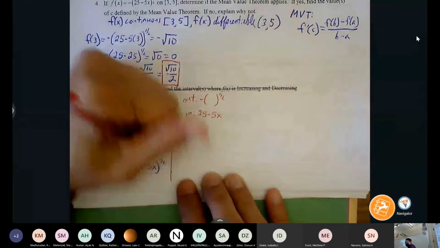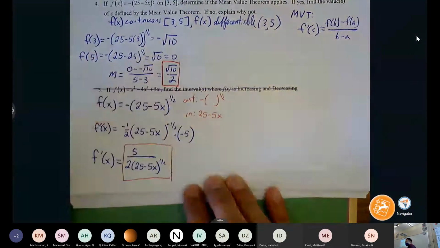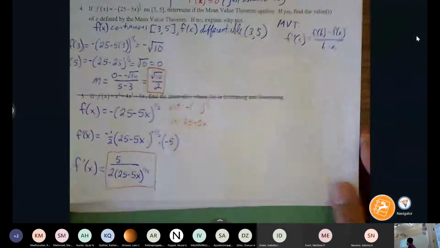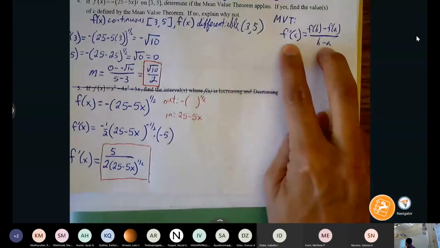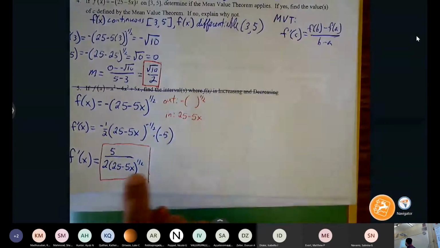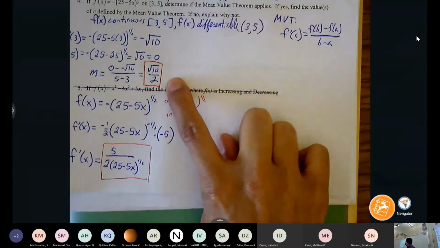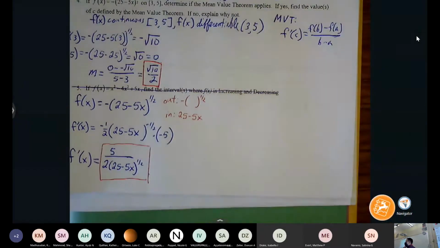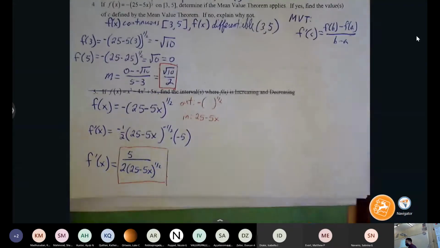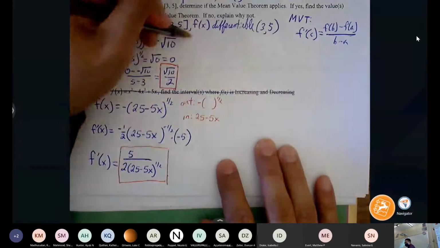All right, so this is my other portion that I need. So now I have the 2 parts that are required for mean value theorem, the slope formula and the slope. All right, any questions? So we'll set these 2 pieces equal to each other.